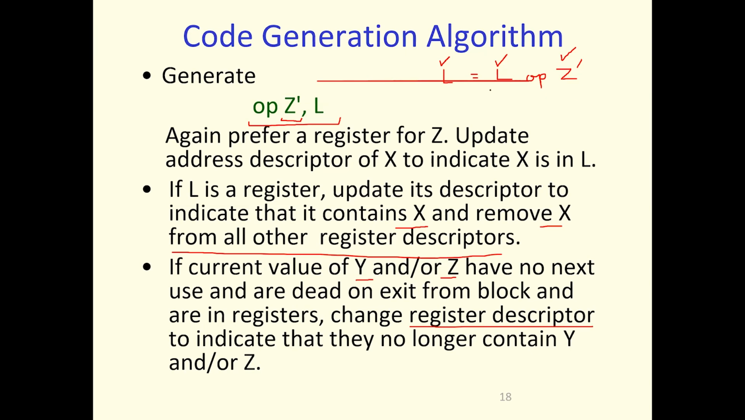For example, some architectures like MIPS would force you to have a register for both of these, in which case you have to force Z prime to be a register. If Z is not in a register, you have to introduce another instruction like move. Okay, so that's the idea.